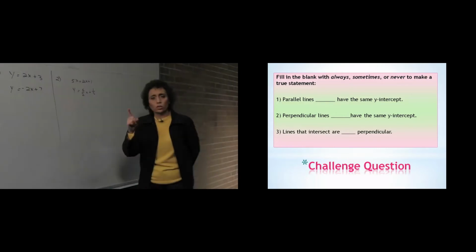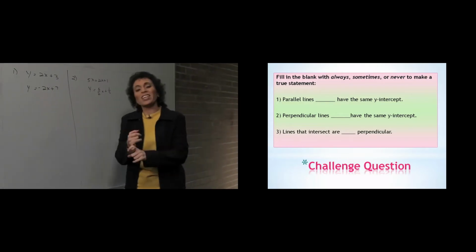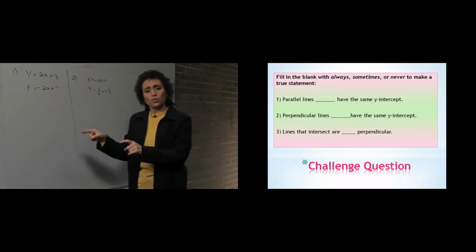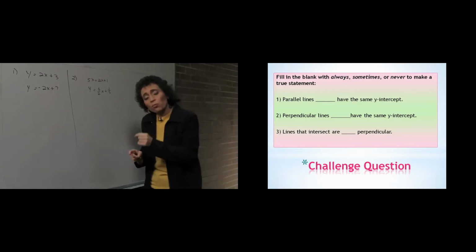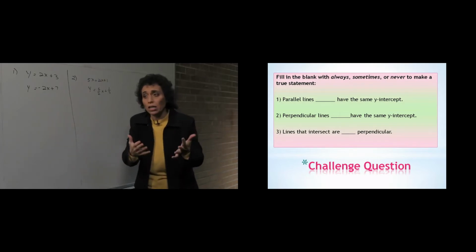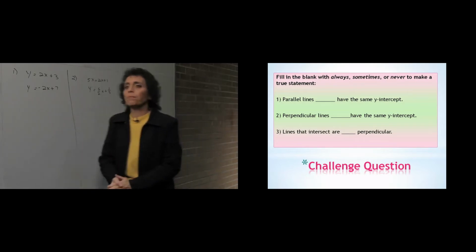All right, let's take a look at those questions in your workbook. You want to fill in always, sometimes, or never, okay? Parallel lines have the same y-intercept. Well, if they have the same y-intercept, it means they have a point in common. That's impossible because they're parallel, so that has to be never, okay?